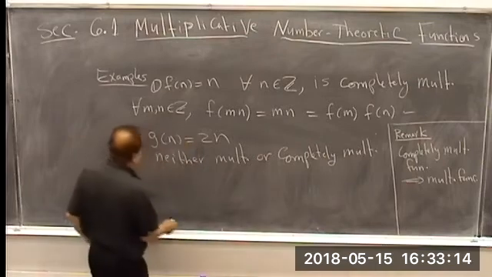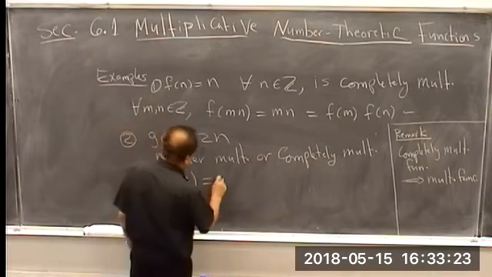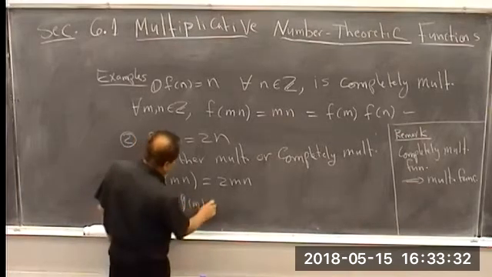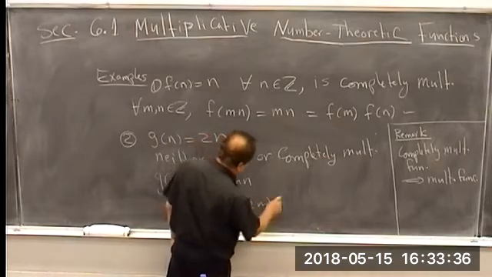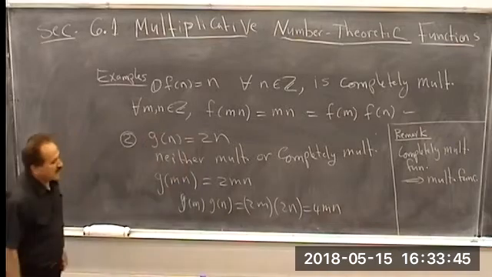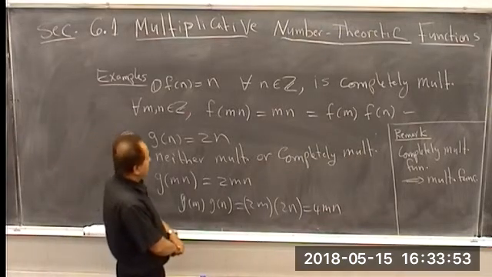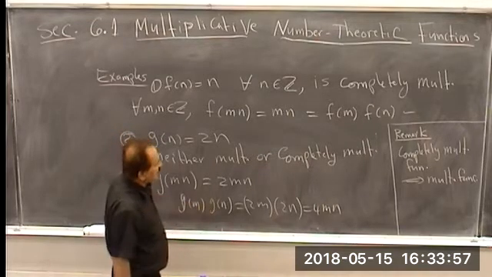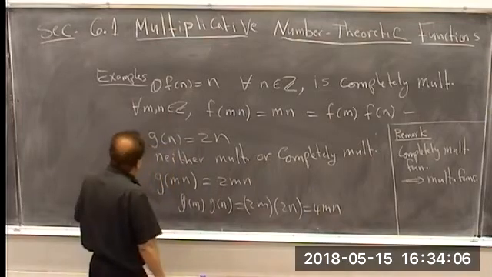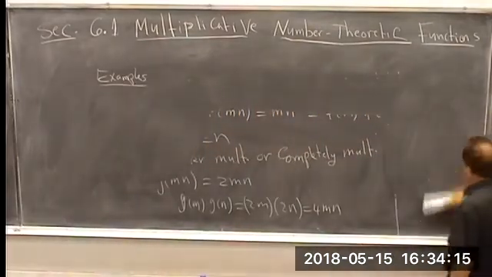All right, so if we look at this, we can say g of mn is going to be equal to 2mn. And if we look at g of m times g of n, this is going to be 2m times 2n, and this is 4mn. And there's no way these could be equal to each other, unless m and n are equal to 0, and it doesn't hold for all values, right? So these are different. Another example: if we take h of n equal n squared, we're going to see this is also completely multiplicative, and hence multiplicative.